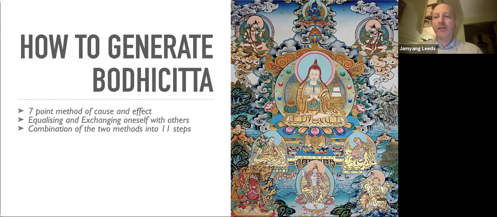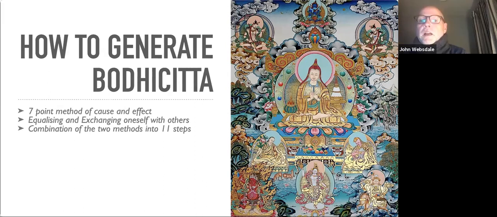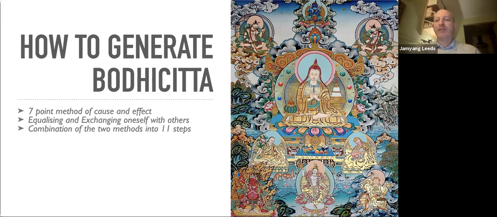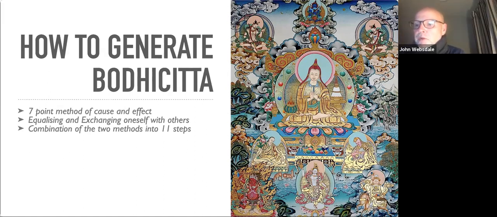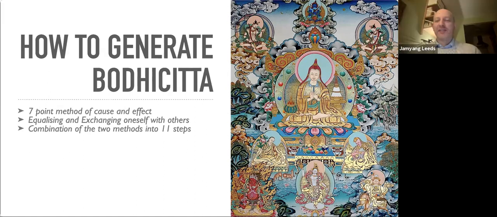And then practices of the great scope. The ones that are on screen, seven-point method of cause and effect. Okay, we haven't got there yet. I was wondering if anyone was going to jump the gun and know what I was going to cover today. I would suspect it's something to do with bodhicitta. Yes, that's quite right.